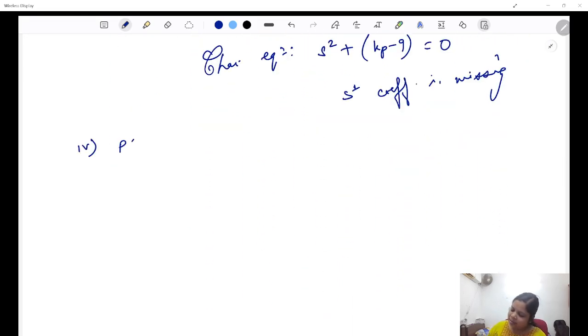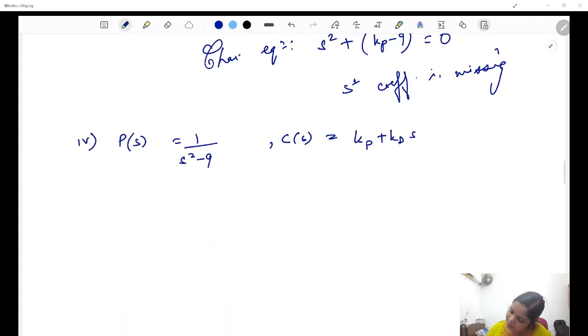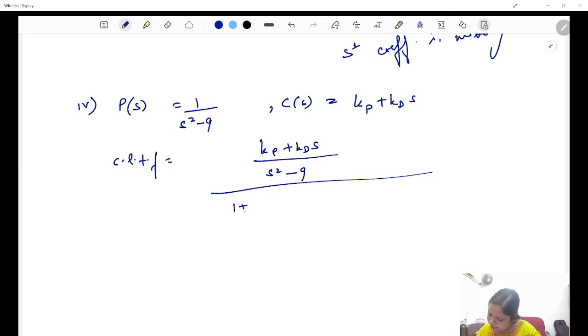So your PS is 1 upon S square minus 9. Your CS is Kp plus KdS, right? After this, we'll try to find out what the closed loop transfer function is. It will turn out to be Kp plus KdS upon S square minus 9, upon 1 plus Kp plus KdS upon S square minus 9.